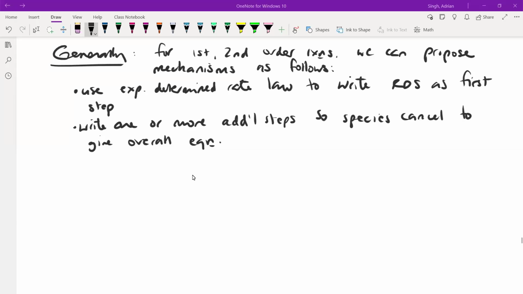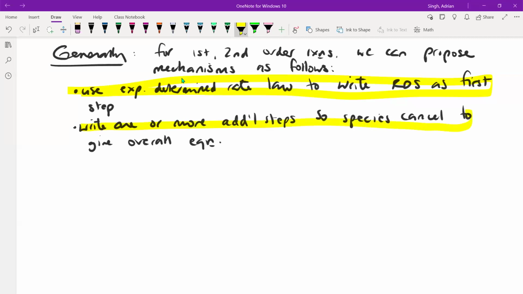So we've seen generally how we can propose reaction mechanisms for first, second order reactions. And the steps that we can use to propose those are very simple. We can use the experimentally determined rate law to write that slow step, that rate determining step, as the first step, the first elementary step in the reaction mechanism. And then we're just going to write additional steps, either one or more additional steps, so that whatever species we introduce, we cancel out to give whatever that overall reaction is, right? So that's the general strategy that we're going to employ.